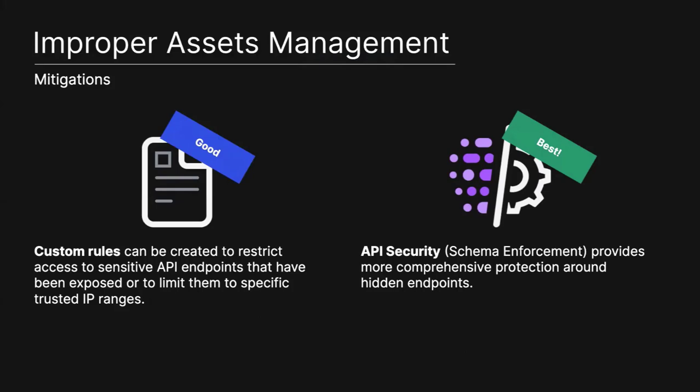This actually provides much more comprehensive protection. The reason why this provides much more comprehensive protection is because ultimately, if I did not define this in my Swagger specification file, and this is a hidden endpoint that basically we only want to make available, API security is actually going to enforce that and say, we don't want to allow any hidden endpoints to be exposed.